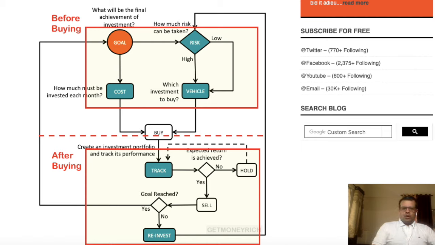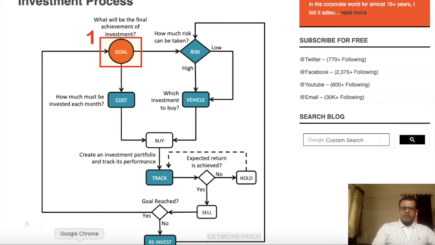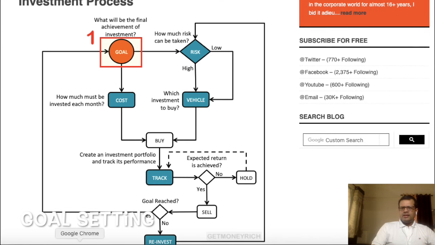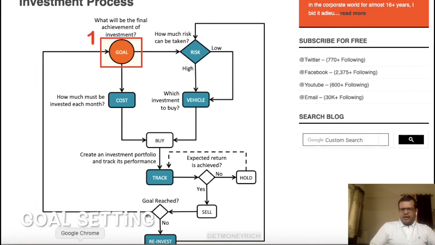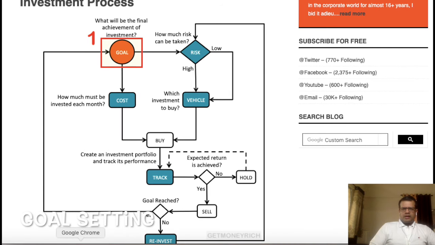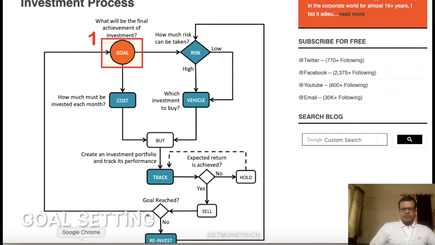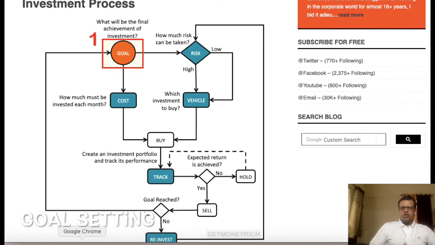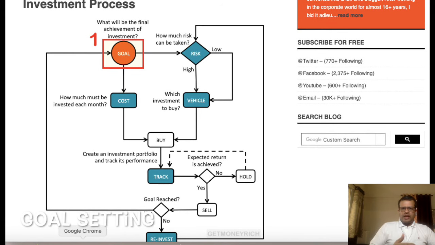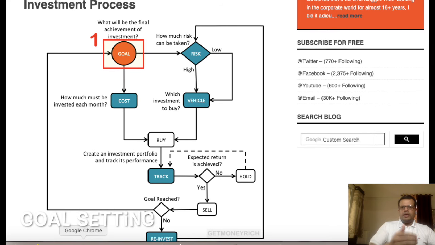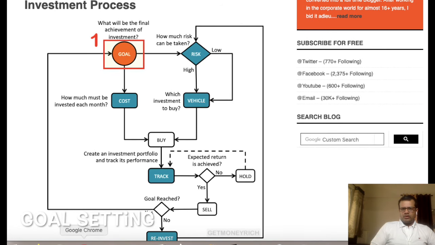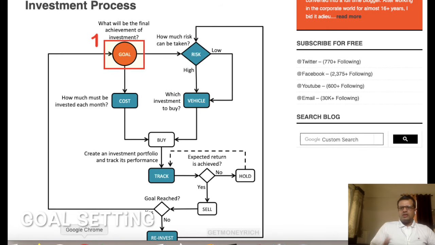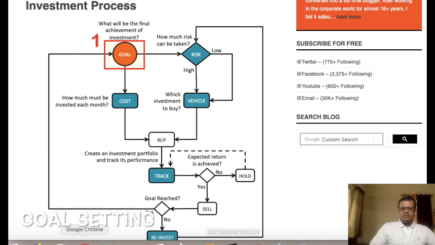So what are the steps that we have to take care of before we buy an investment? We have to set a goal. One example of goal setting is, I want to buy a car, a 5 lakh rupee car, 3 years from today. So this becomes a goal, and you are investing money to generate enough funds to buy that car. So 5 lakh rupees after 3 years. This is your goal.